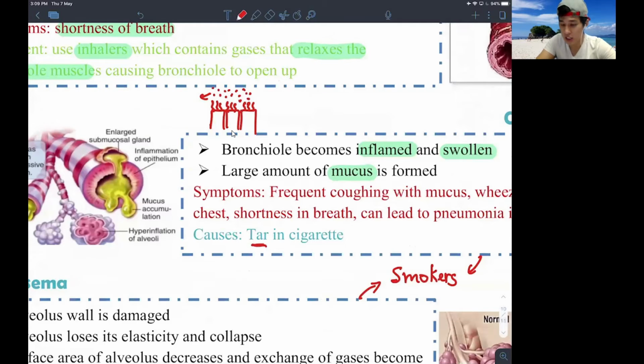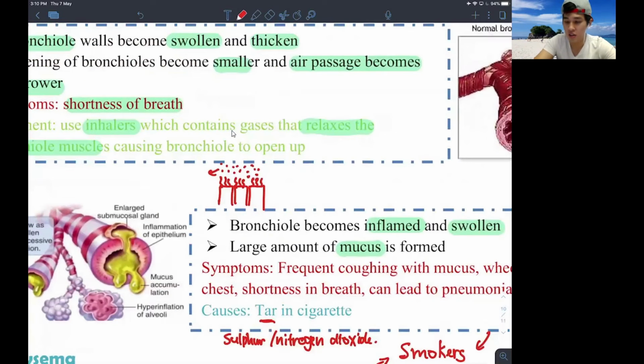If you smoke a lot, the tar in a cigarette, and not just tar, you can also add sulfur dioxide and nitrogen dioxide here. These two gases are actually acidic. So along with tar, these two gases might damage or corrode your bronchiole. Therefore, this cilia hair might be destroyed.